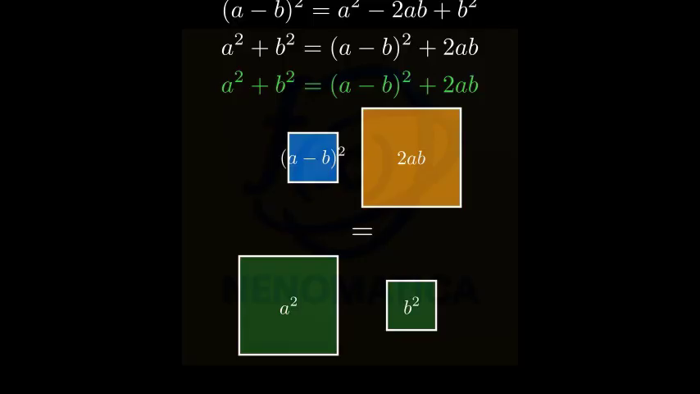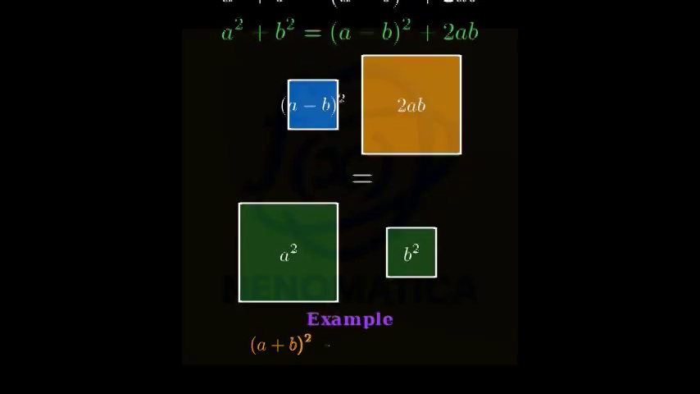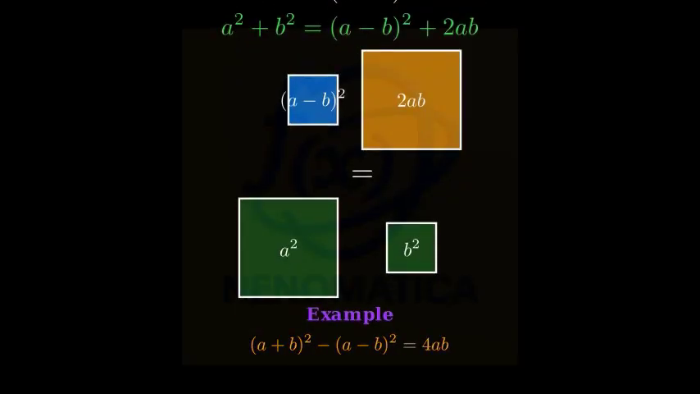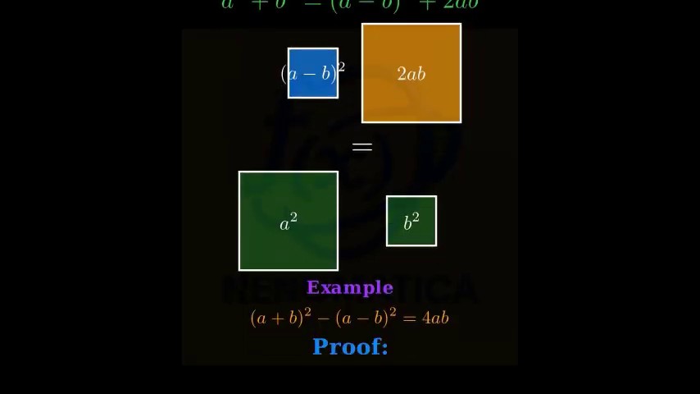Our third identity provides an elegant way to calculate 4ab. This identity states that the difference between the square of a plus b and the square of a minus b equals 4ab. Let's prove this by expanding both squared terms.